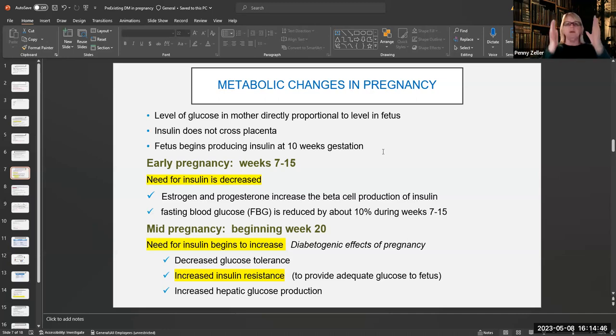Okay. So about mid-pregnancy, we're going to increase our diabetic medications. And this is also when we might see the development of the gestational diabetes. Okay. I know this is a lot, okay? So the need for insulin begins to increase starting week 20. And we refer to this time as the diabetogenic effects of pregnancy, okay? Insulin resistance, it's the cells that are resisting, okay? It's the body's cells that are resisting the insulin. It takes more insulin to open the door to let that glucose in the cell.